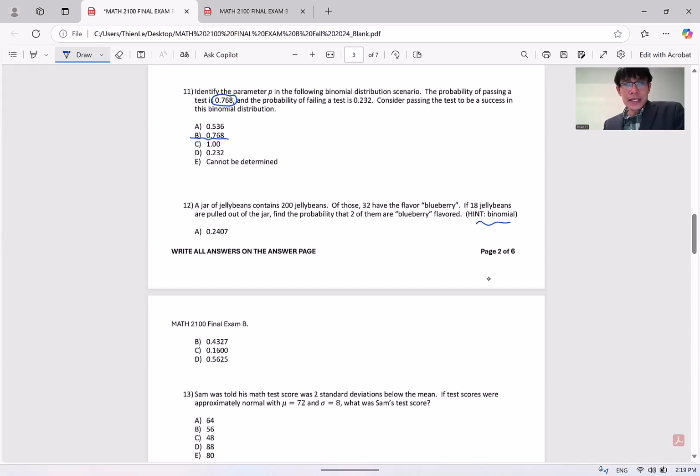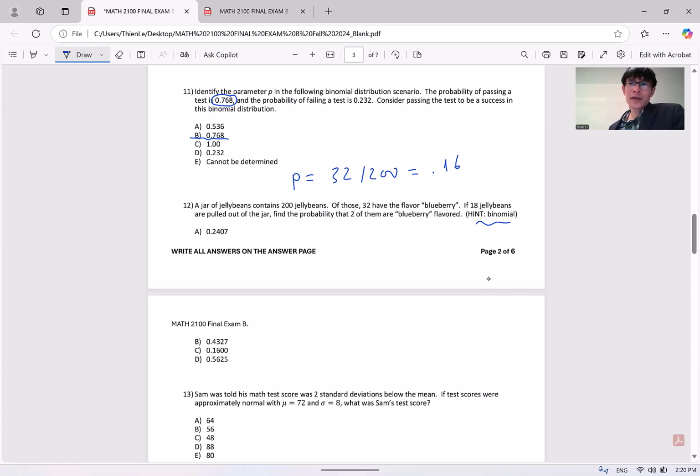So basically you can see that because 32 have blueberry flavor, the probability you get a blueberry flavor, which is P, will be 32 divided by 200. Okay, so if you randomly pick 1 jelly bean in the jar, the probability you get a blueberry will be this much, which is 0.16, right? And here you pull out 18 jelly beans from a jar. So you can model it by binomial.